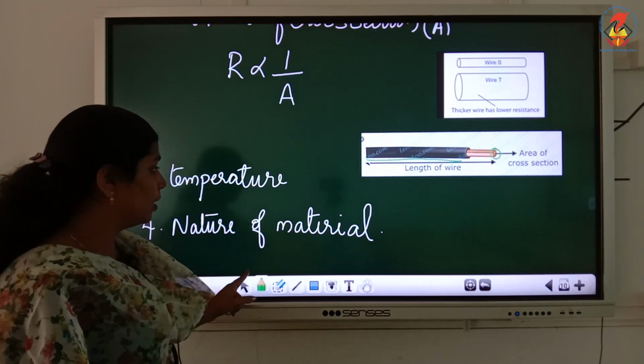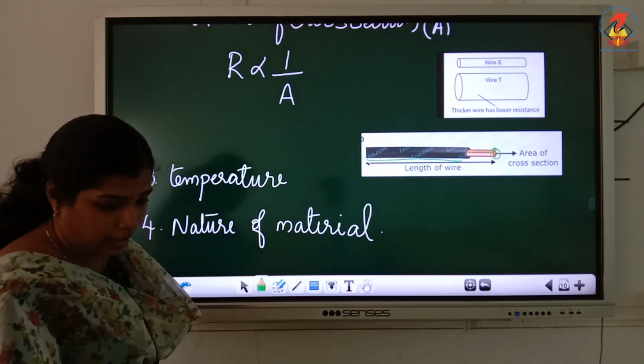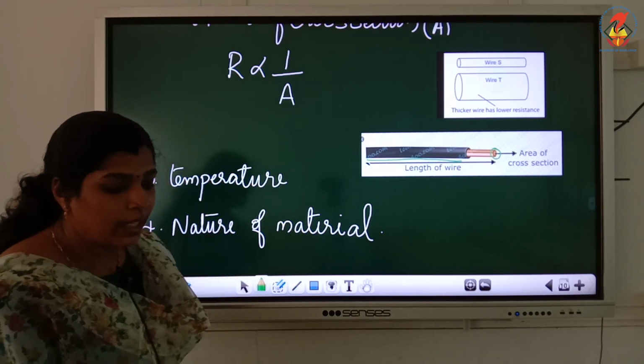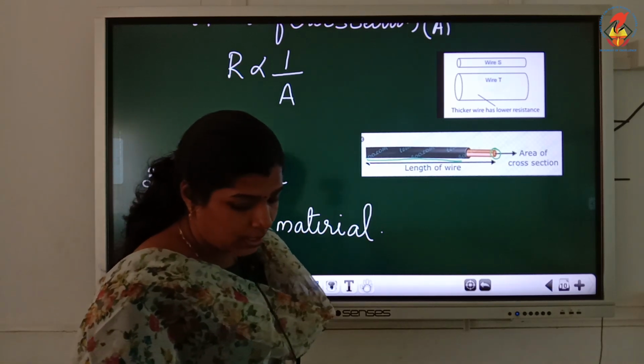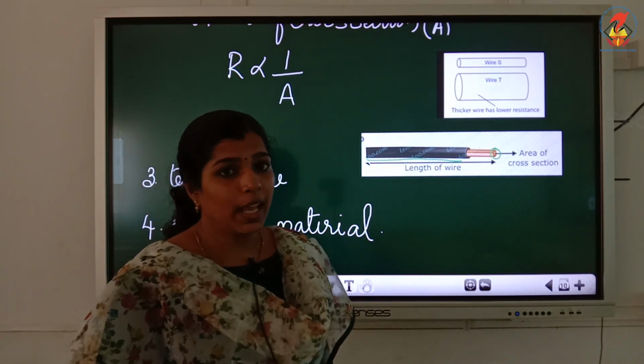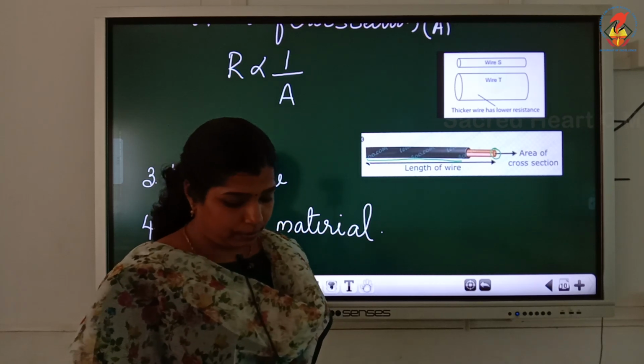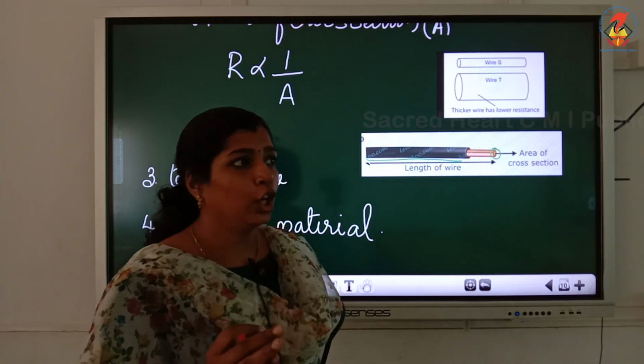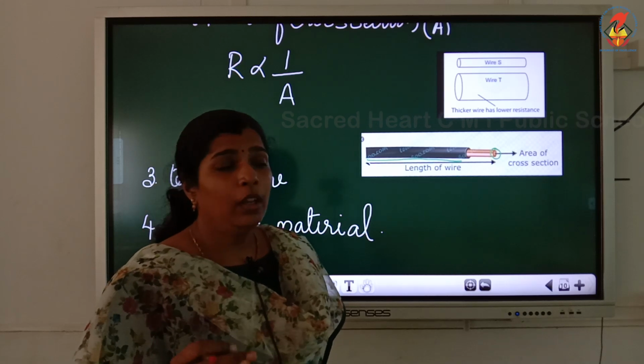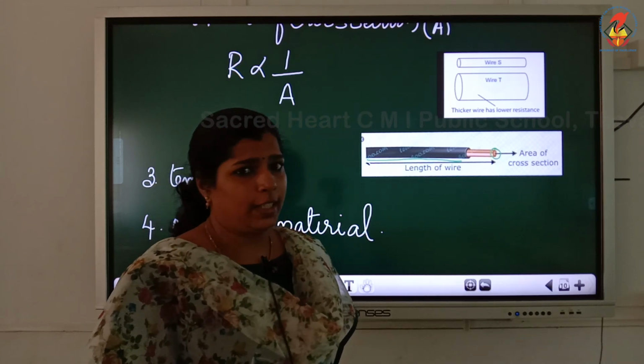Next point is nature of the material. Some materials have low resistance, whereas some others have high resistance. Example, metals like copper, silver, aluminium, all those have low resistance.